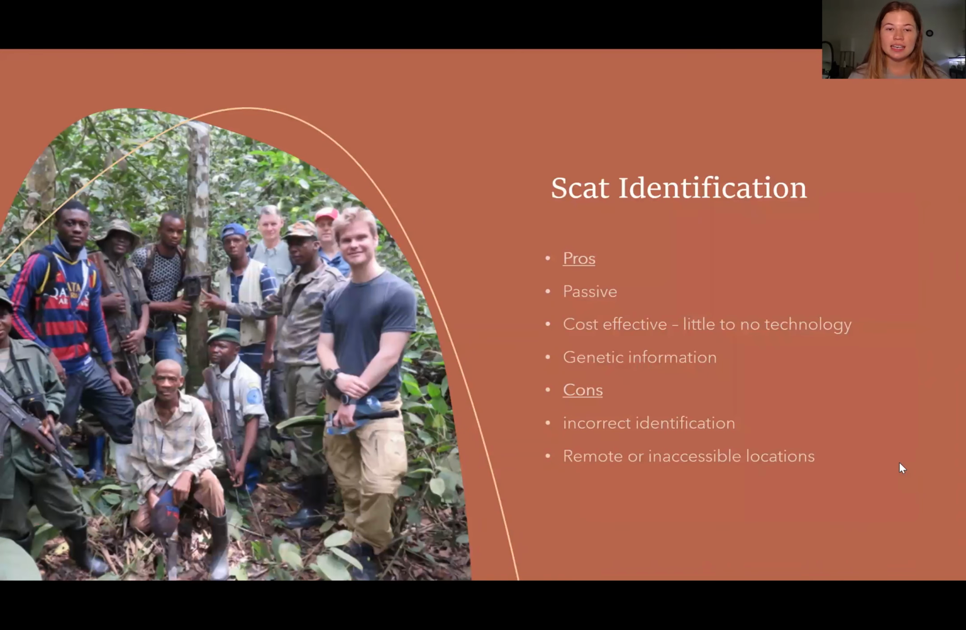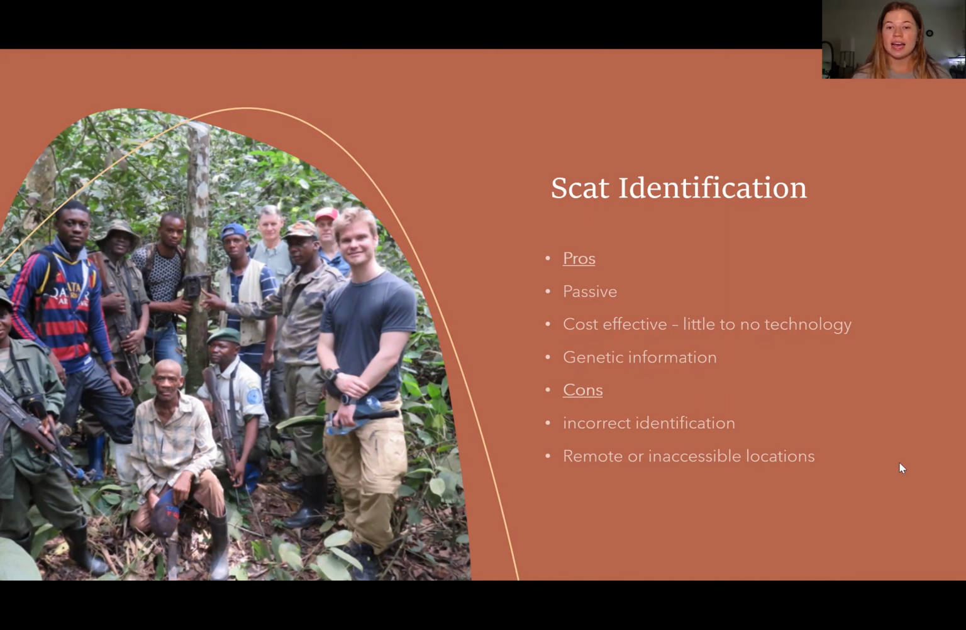And the next method is going to be scat identification. This method is employed by walking with transects and counting the dung on the transect, or it can be used as an indices to try to estimate the density of the okapi. It is also passive and great for not impacting the okapi. It's cost effective using little to no technology and manpower.